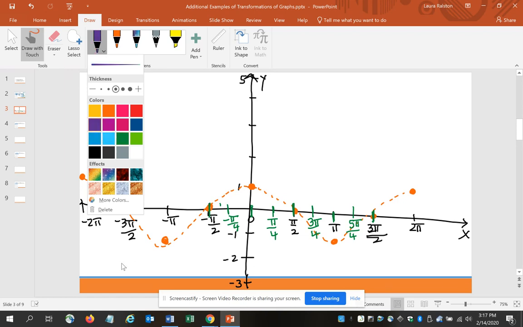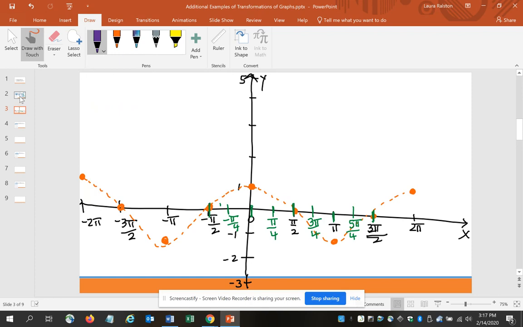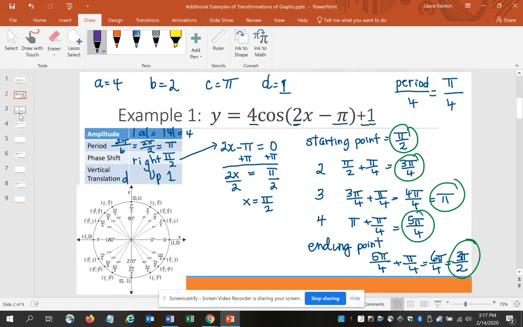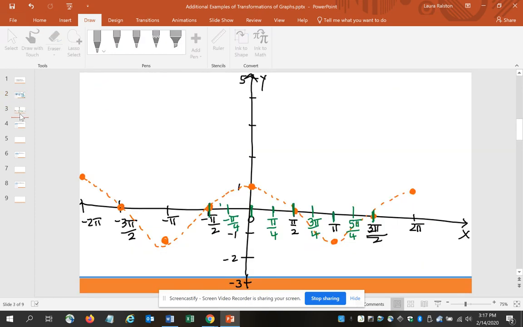Then we want to shift it up 1. We're going up 1. So now my imaginary 0 line, if you want to picture it that way, and that's the easiest way to do that, is to picture it as your new 0 line is now going to be at +1.